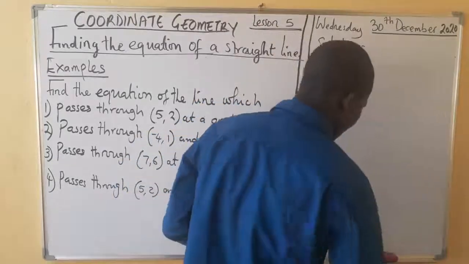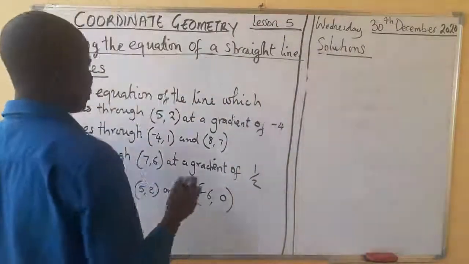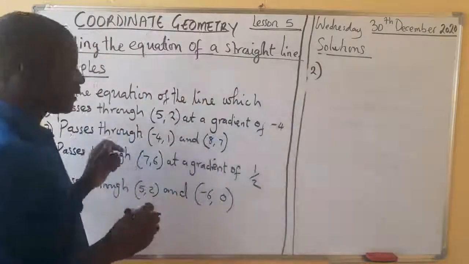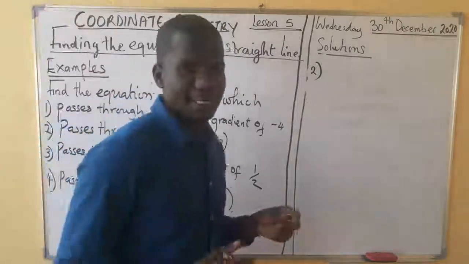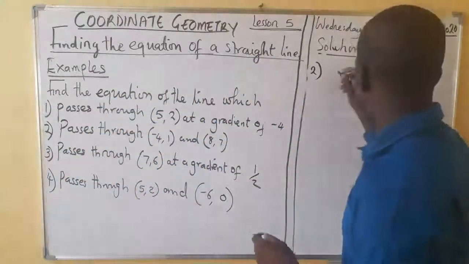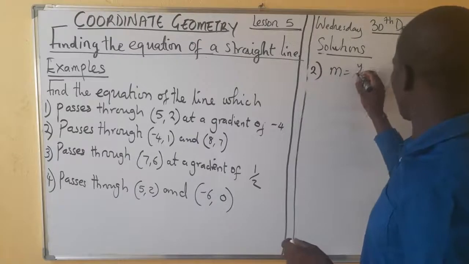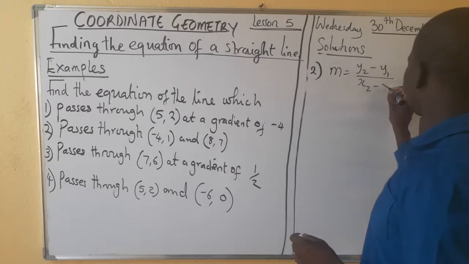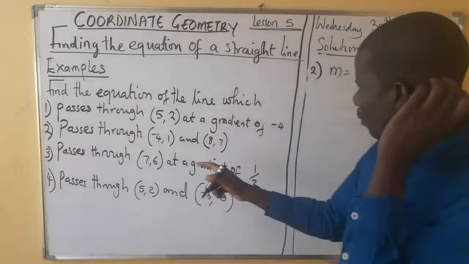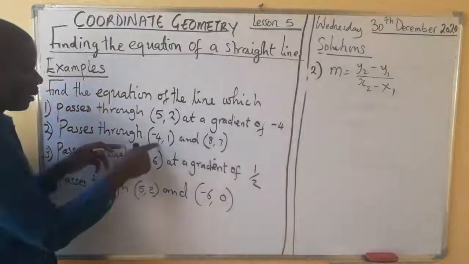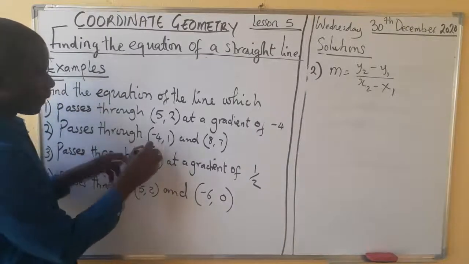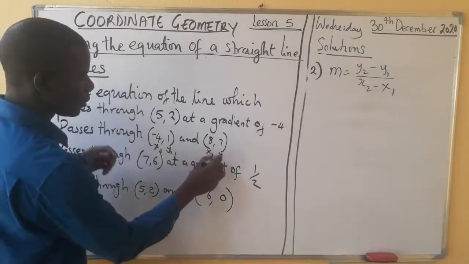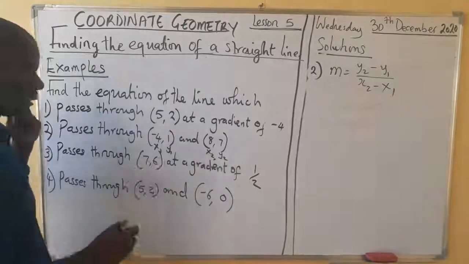So we come to the second part, which is question 2. The first one was 1, now we come to 2. The first thing that you need to do is find the gradient. So how do we find the gradient? The gradient is found by m is equals to y2 minus y1 over x2 minus x1. So these are the coordinates that we're going to treat here. This x coordinate is going to be our x1, this is going to be our y1, this is going to be our x2, this is going to be our y2. So we replace these in that formula.